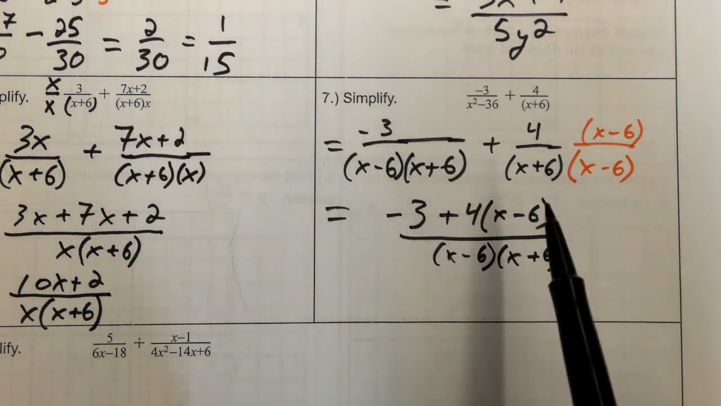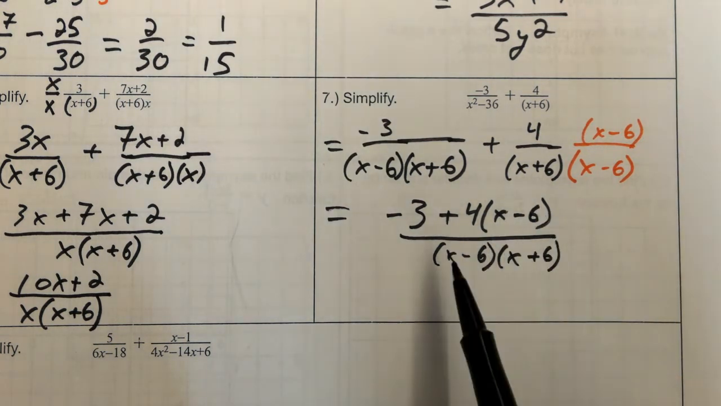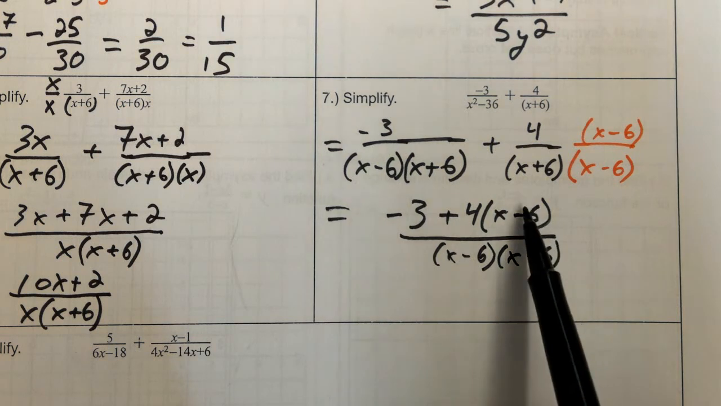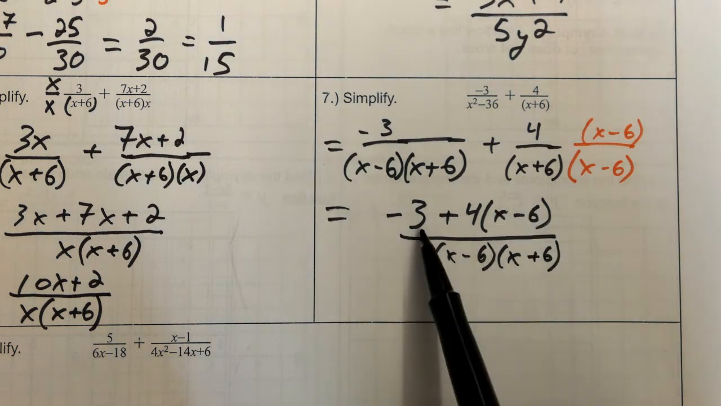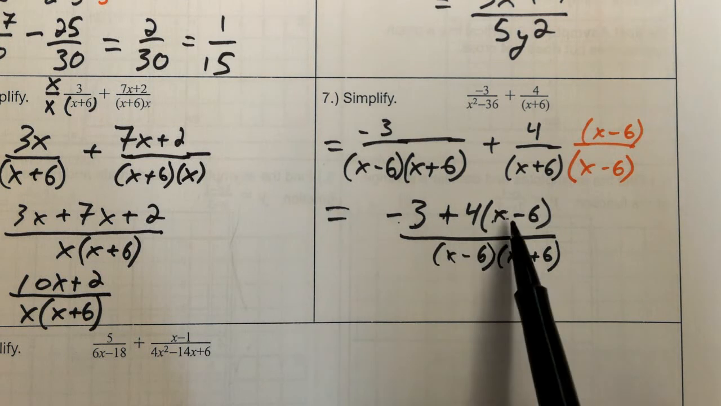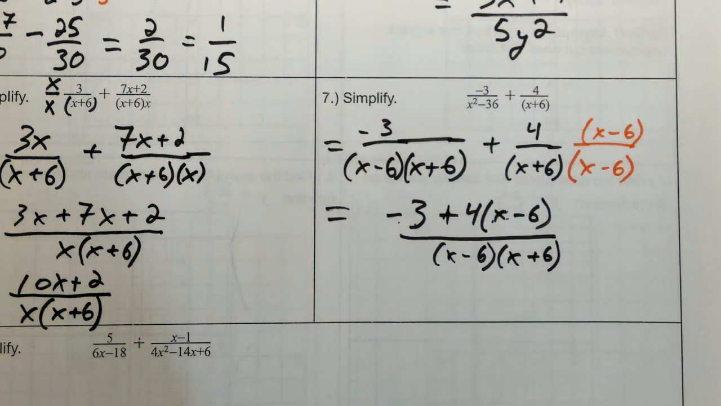Warning, sometimes students will see this x minus 6 over x minus 6 and they just can't help themselves. They try and cancel that out. No, because we have this addition sign right here. So these terms are not being multiplied, so we cannot simplify the x minus 6 over the x minus 6.